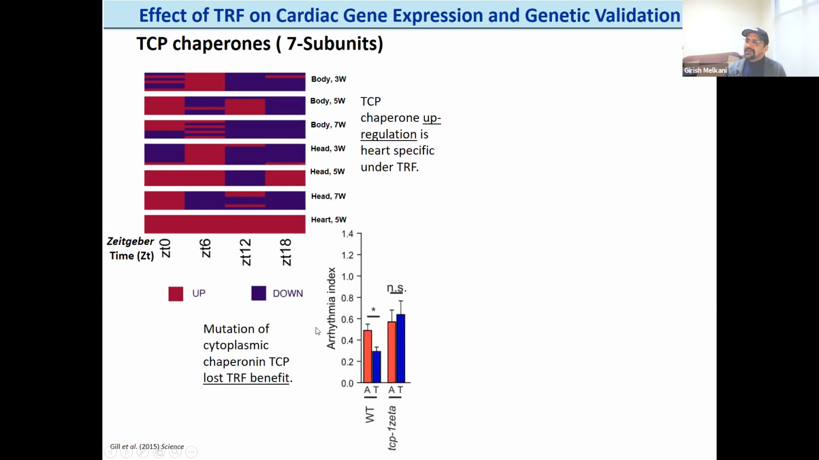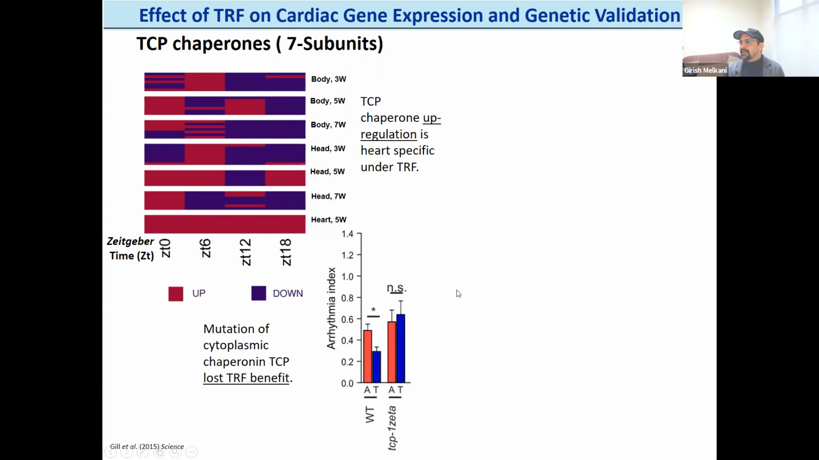And not only that, that's what I was saying in the beginning. We use all those 7 subunits, and we have mutant versions of these available. We checked if we impose TRF on those mutant versions, they lost the TRF-mediated benefit. That means they are certainly involved, and time restricted feeding is important for delaying aging. You can see in the wild type under TRF, arrhythmia index is reduced, but not with the mutant.